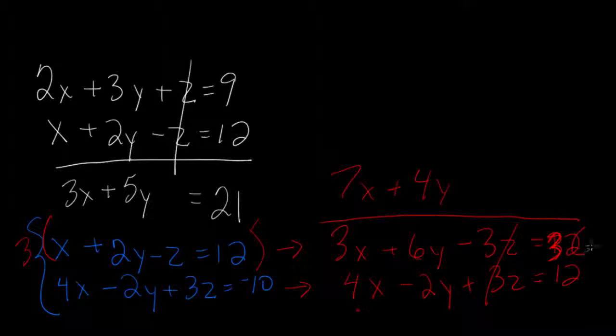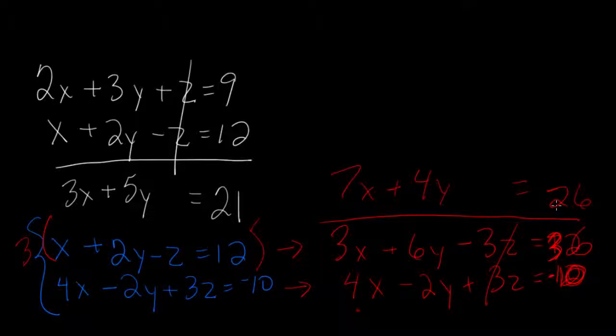So that's 36. And then I copied this one wrong. This is supposed to be negative 10. So you've got to watch your mistakes. Something as simple as that would have messed you all up. All right, so we have 36 plus negative 10, which is positive 26. So we have 7x plus 4y equals 26.